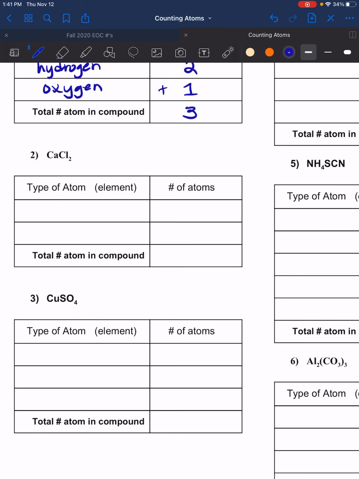If we look at number 2, we've got 2 capital letters, so there are 2 elements. The Ca is calcium. It does not have a subscript, so there's only 1 of them. And then the Cl is chlorine. It does have a subscript, and that is a 2. We've accounted for all of the elements. We add the numbers up, so there are 3 atoms in the compound CaCl2.